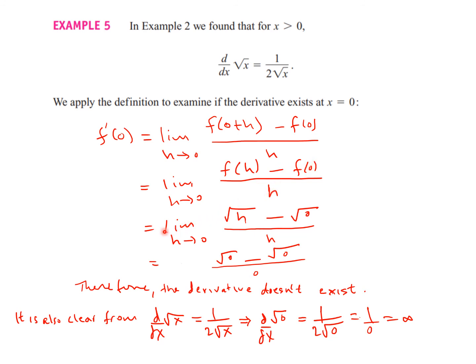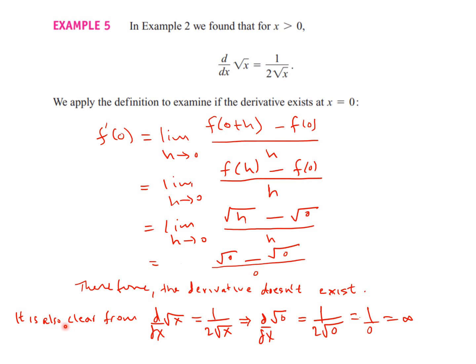And this is equal to the limit as h goes to 0 of the square root of h minus the square root of 0 divided by h. And this is equal to the square root of 0 minus the square root of 0 divided by 0. However, the derivative does not exist because we have 0 divided by 0, and that's not defined. So the derivative does not exist.